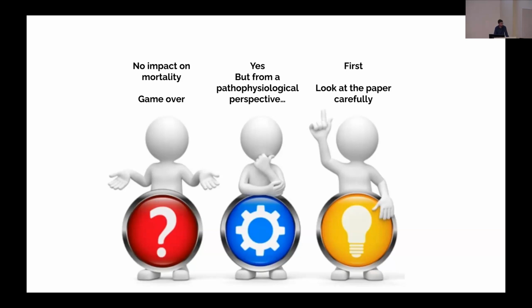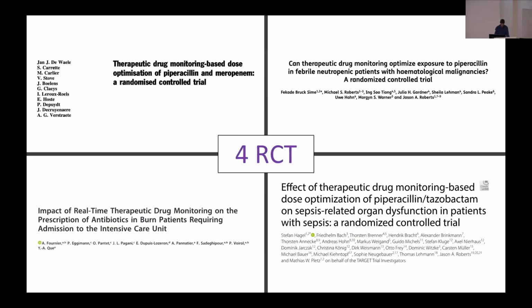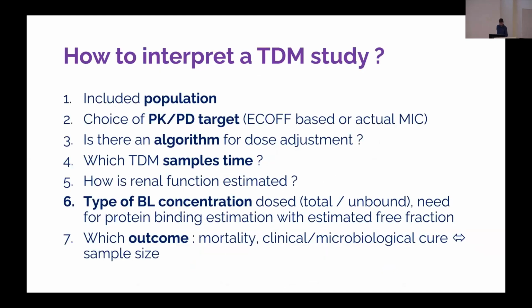So first, look at the paper carefully, and I strongly recommend reading the paper beyond the abstract, and I will demonstrate why. So as I said, there are 4 randomized controlled trials, and we will focus on one of them. But before that, how to interpret a TDM study? You have to look at different items, such as type of population, type of PKPD target, for example.